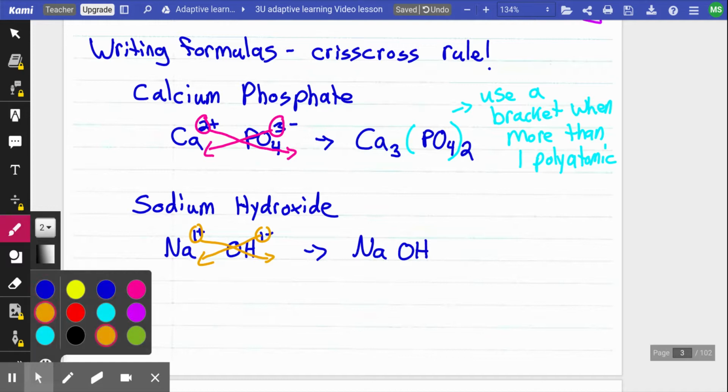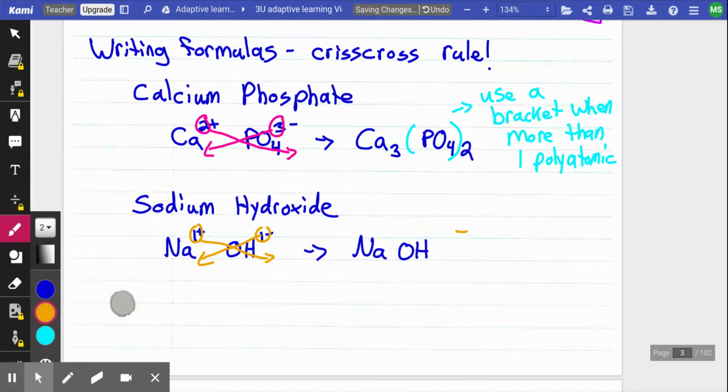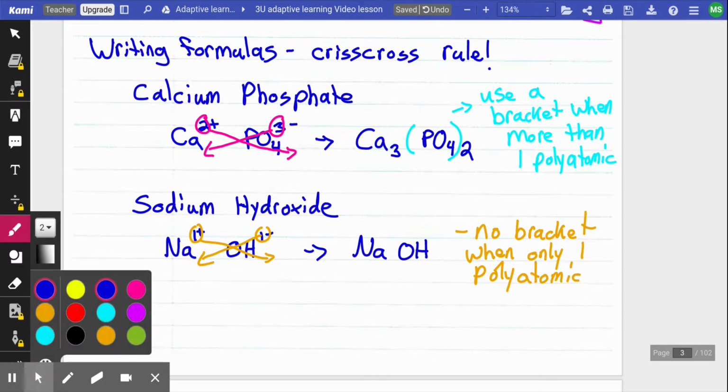So just want you to note that we don't have a bracket. So we're not going to use a bracket when there's only 1. So there's only 1 hydroxide, so we're not going to use our bracket here. Okay, we're going to do 2 more.